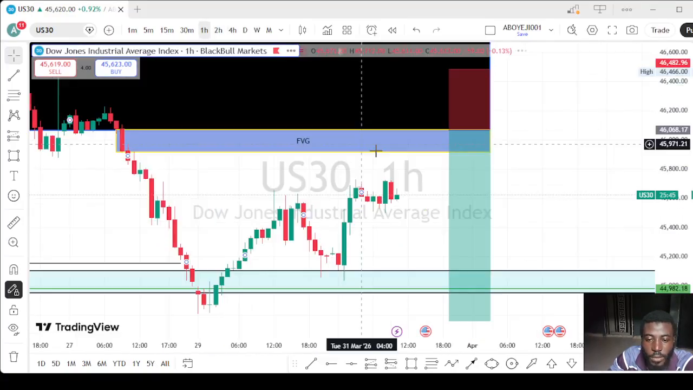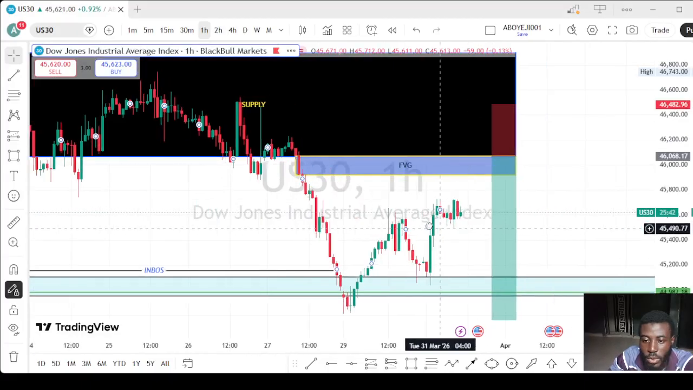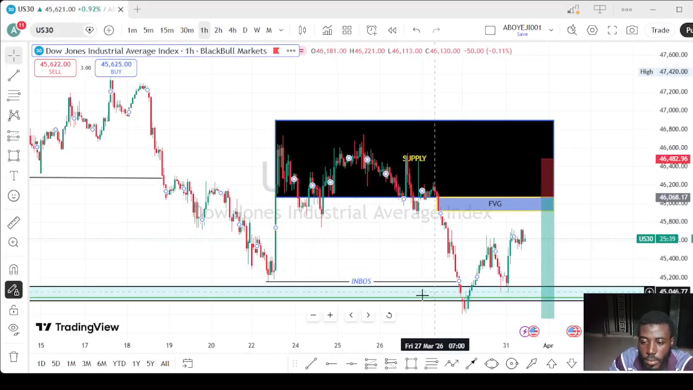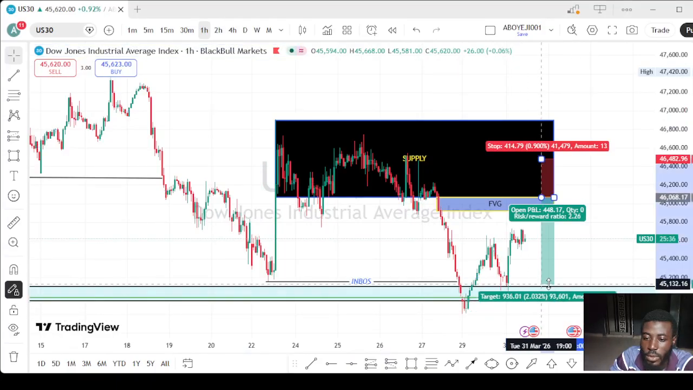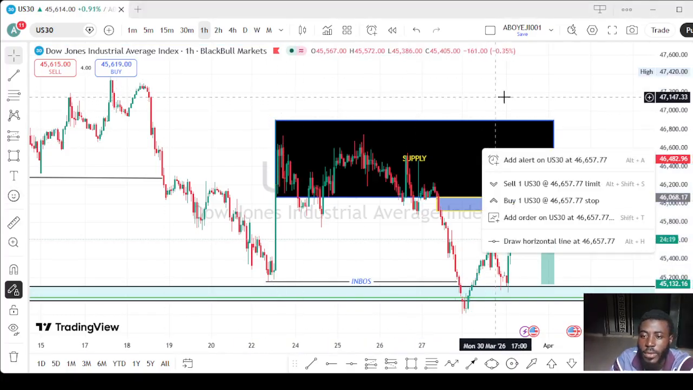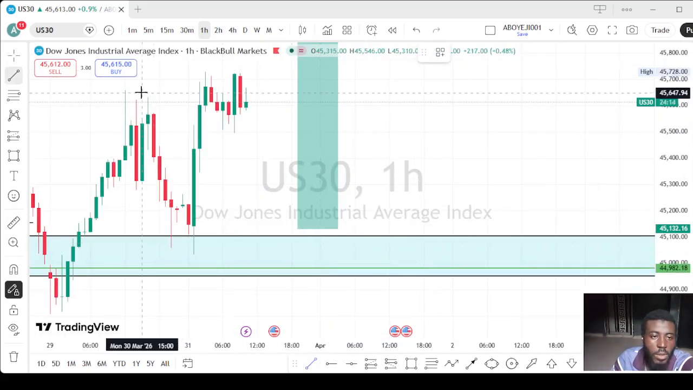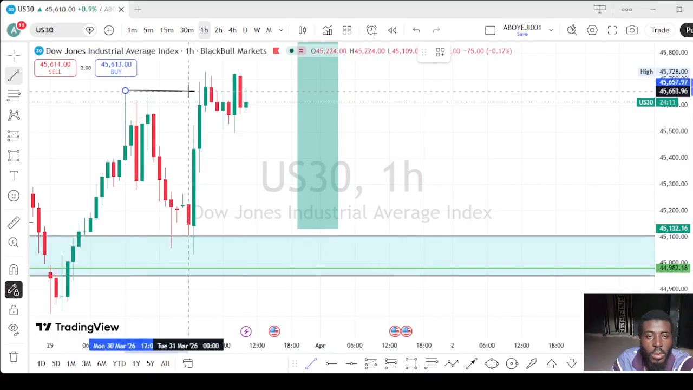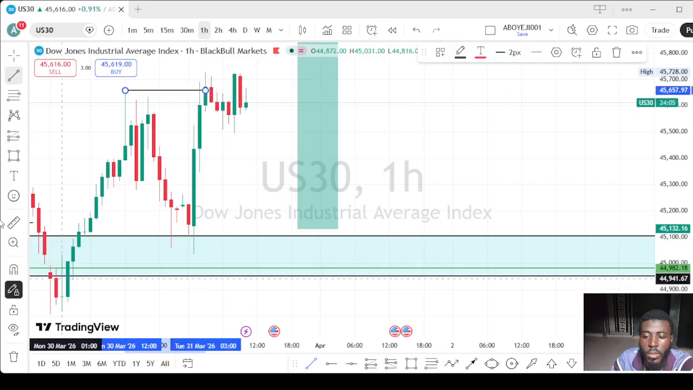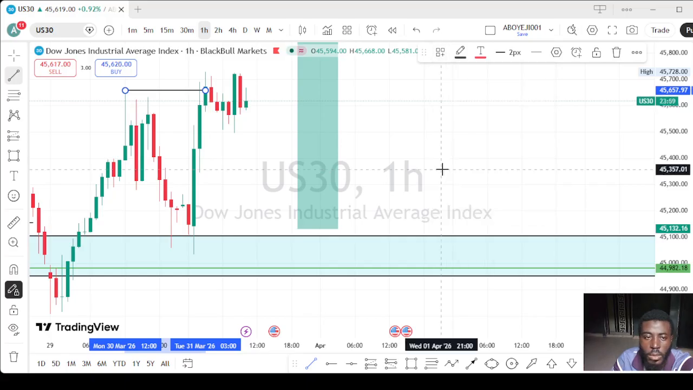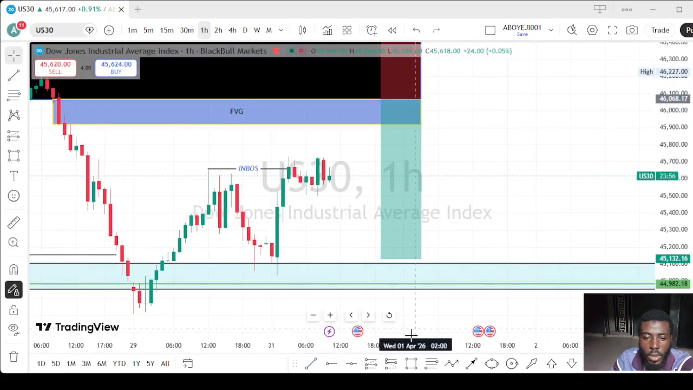So let's move to the 1 hour time frame. Let's see what the 1 hour time frame is giving us. We are having an internal break of structure here. This is the internal break of structure, and this is our order block here.